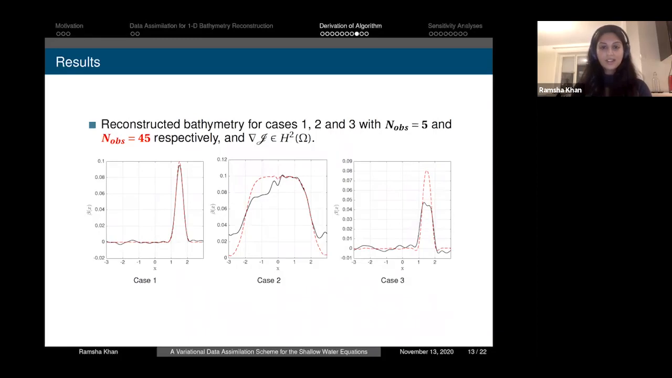And so in this case, this is just a comparison of when we have 5 observation points, in black, and 45 observation points, in red. And these are all with H2 smoothing, so our gradient in H2, and we can see how much better our results are when we have more observation points.